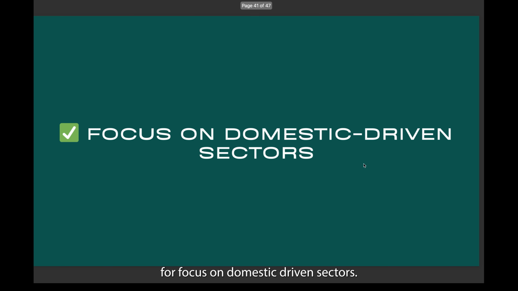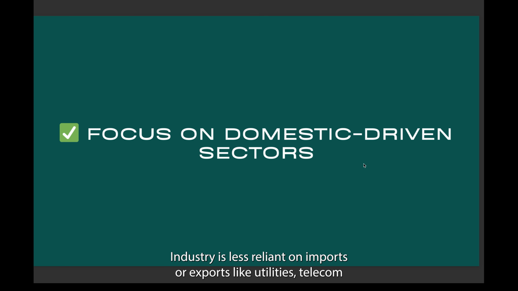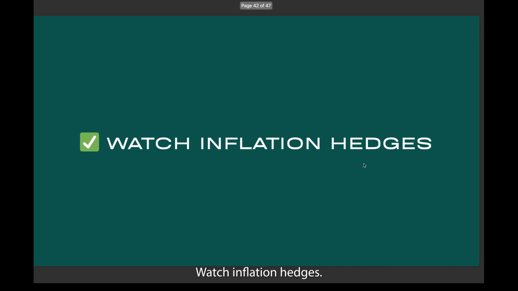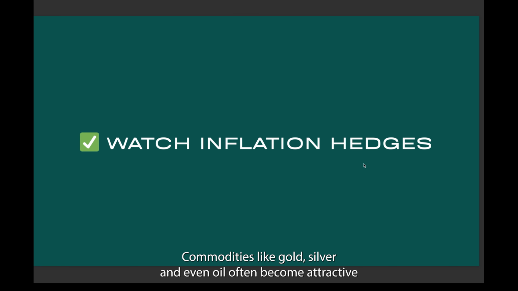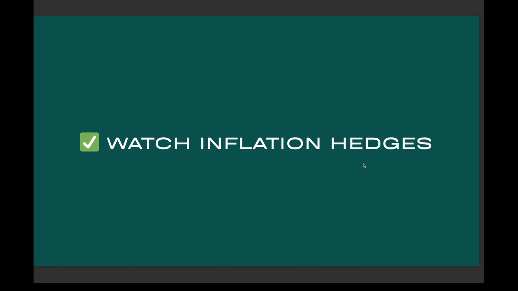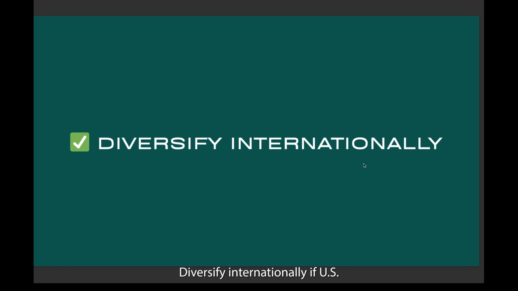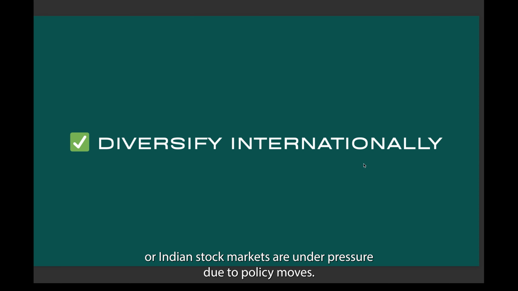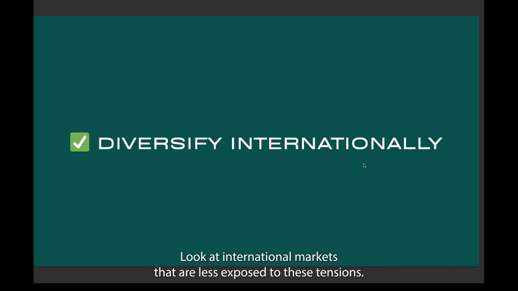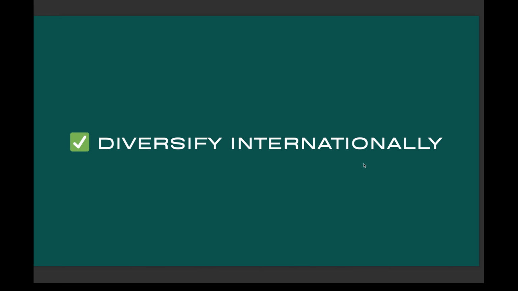Focus on domestic driven sectors. Industries less reliant on imports or exports, like utilities, telecom, and domestic banking, tend to perform better in trade war environments. Watch inflation hedges. Commodities like gold, silver, and even oil often become attractive during global tensions and inflationary periods. Diversify internationally. If US or Indian stock markets are under pressure due to policy moves, look at international markets that are less exposed to these tensions.